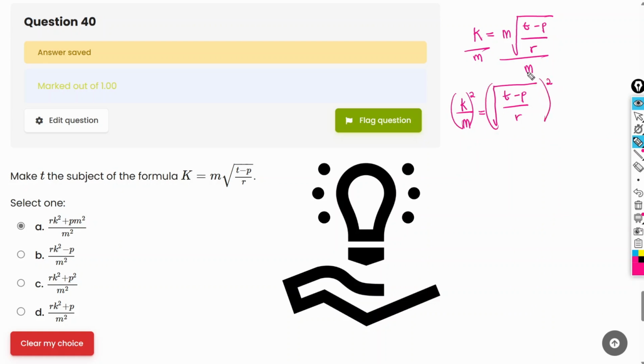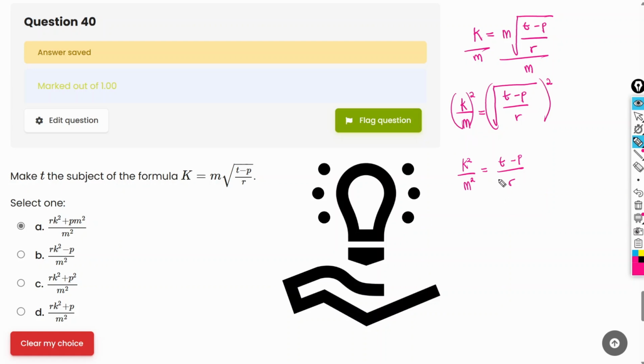We want to square both sides. So we have k squared over m is equal to t minus p over r. k squared over m, squared, is equal to k squared over m squared, right? Because we squared the top and bottom. It is equal to t minus p over r.